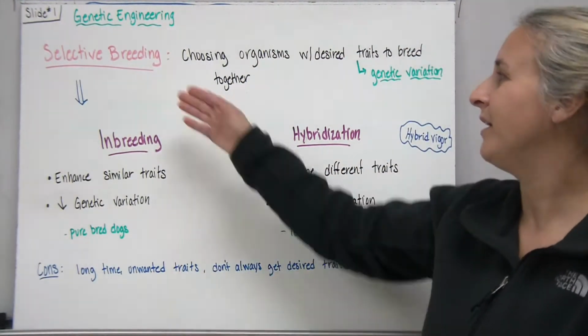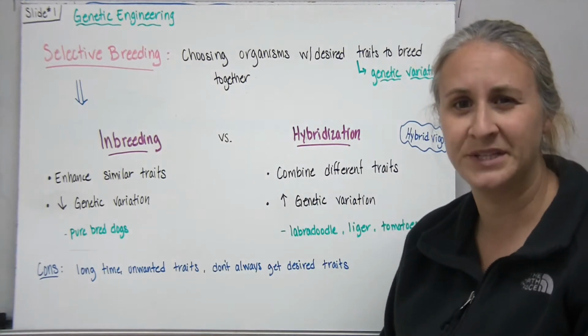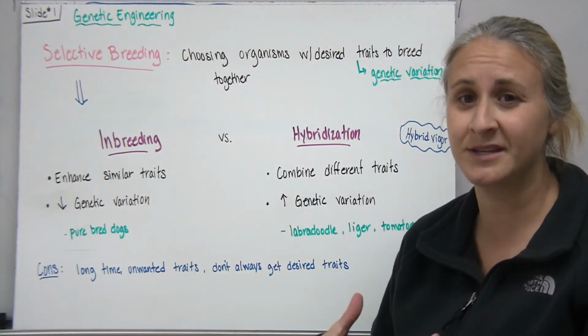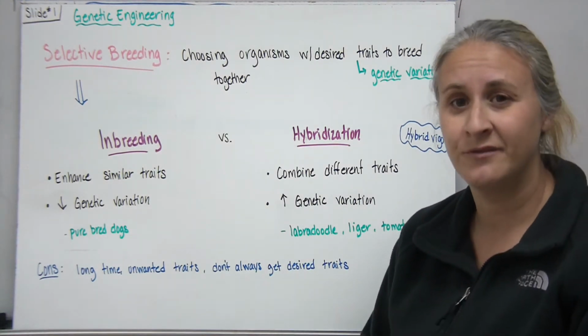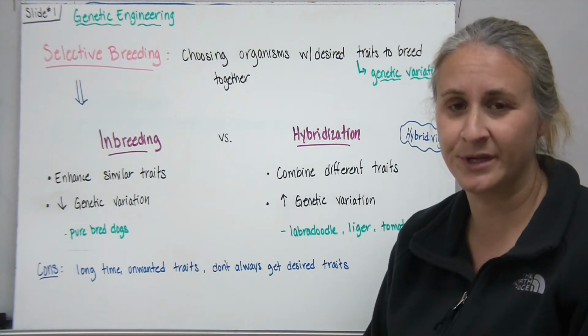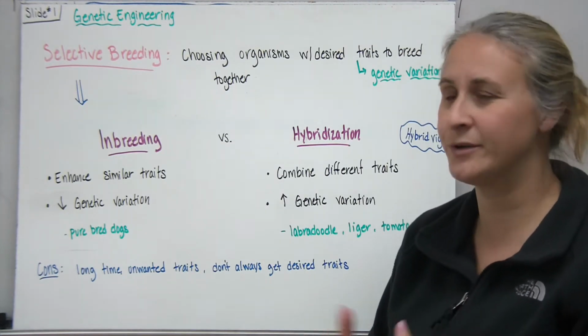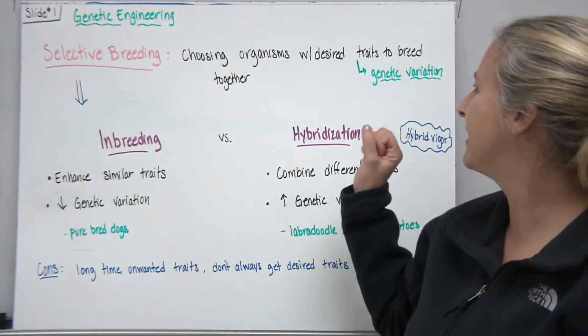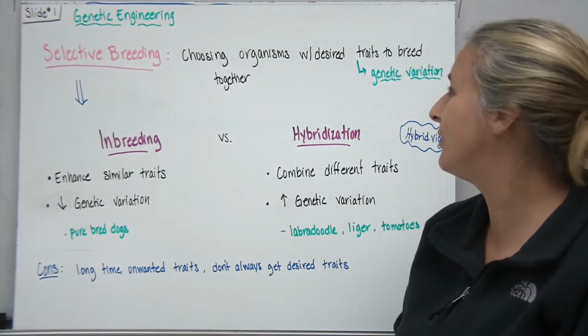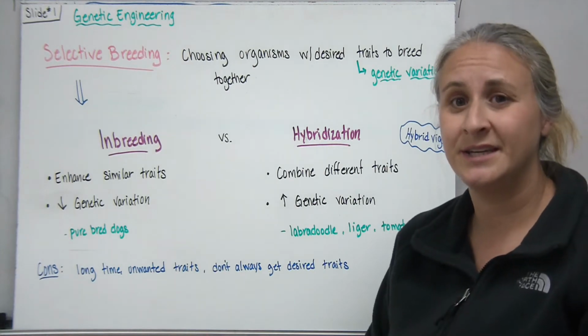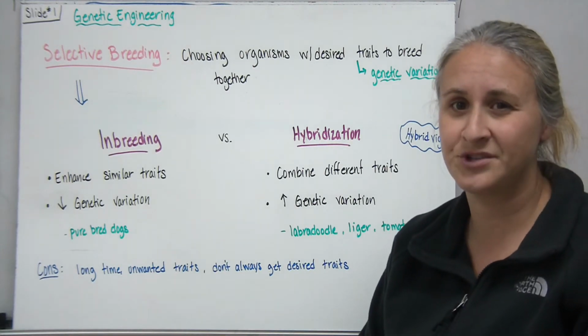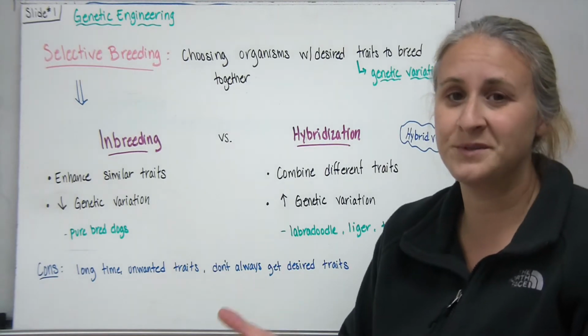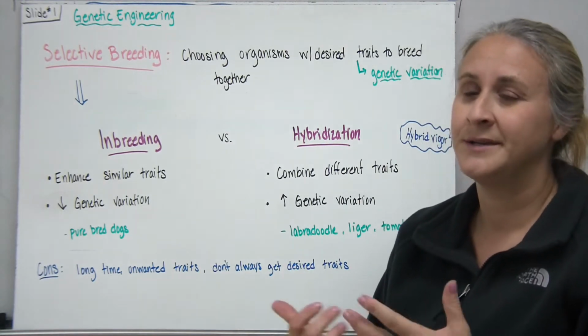Selective breeding. We often like to talk about selective breeding when we discuss genetic engineering because it is an old style of choosing traits with organisms in order to get a desired outcome. It's just a little bit more of a low-tech way. So during selective breeding, we're choosing organisms with desired traits in order to breed them together. Our whole goal is to increase genetic variation in hopes of getting certain traits.